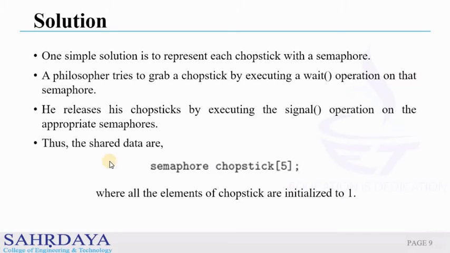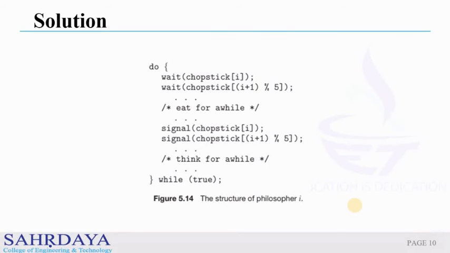So we can use a wait operation whenever a philosopher wants to grab a chopstick for eating, and a signal operation whenever he wants to release his chopsticks for thinking. So an array of 5 semaphores is created to represent the 5 chopsticks and all the elements of the array are initialized to 1. Here you can see the pseudocode for each of the philosophers. When a philosopher wants to eat the rice, he will wait for the chopstick on his left and pick that chopstick, and he waits for the right chopstick to be available, and then he picks that too, and after eating he puts both the chopsticks down.